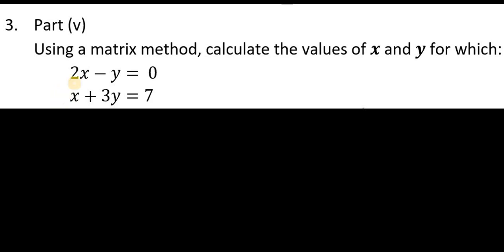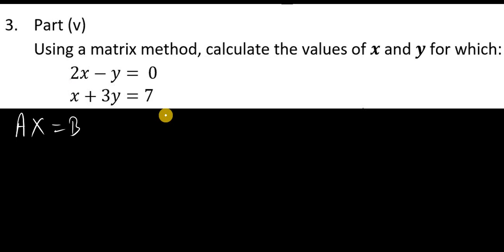Part 5 of question 3 says, using the matrix method, calculate the values of x and y for which we have the two equations, pure simultaneous equations: 2x minus y equals 0, x plus 3y equals 7. With those two equations, the first step is to rewrite them in the matrix equation format, which is AX equals B, where A, X, and B are actually matrices.